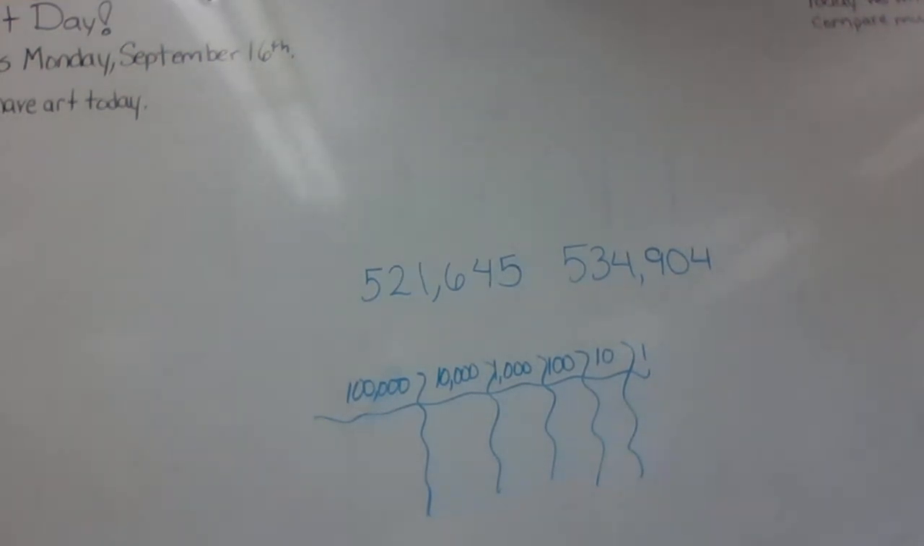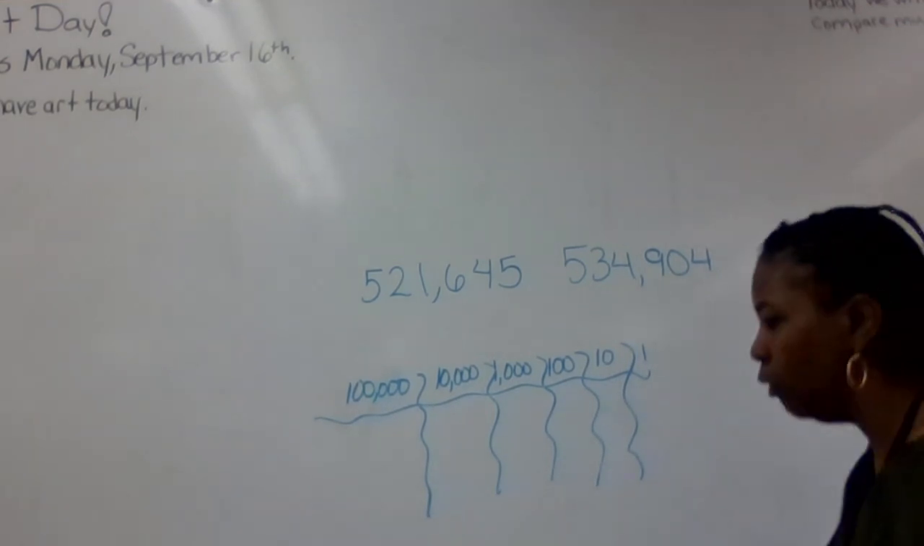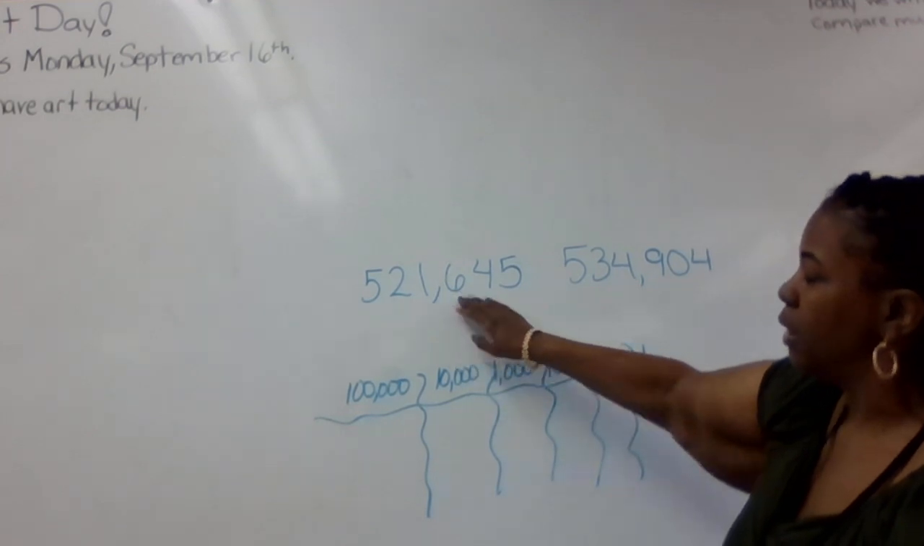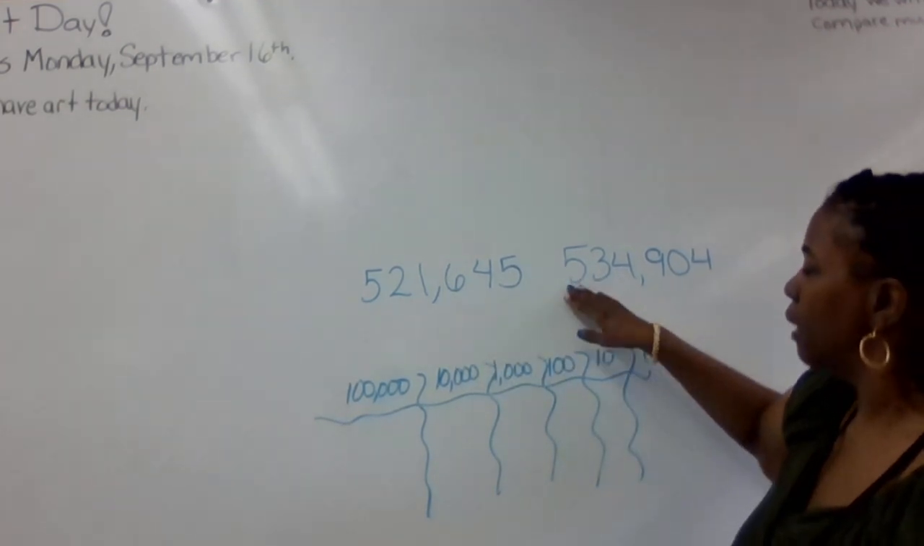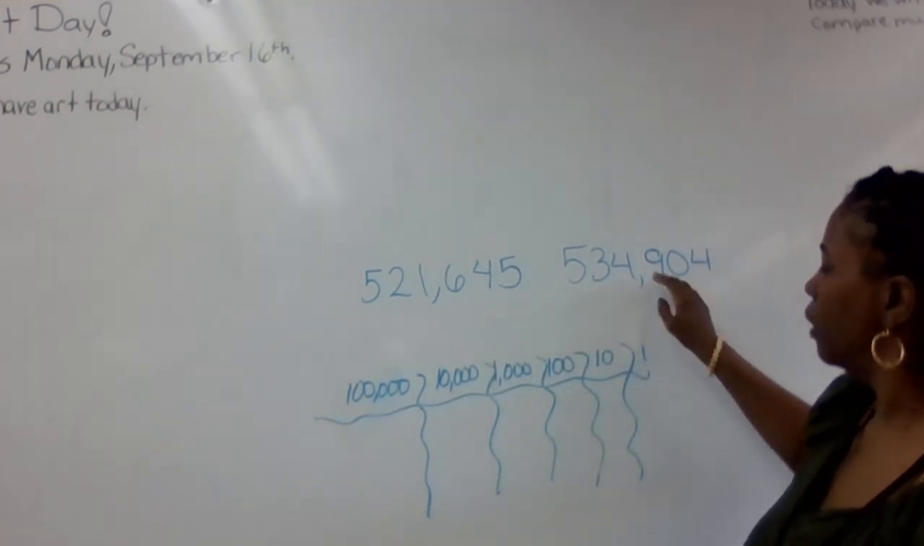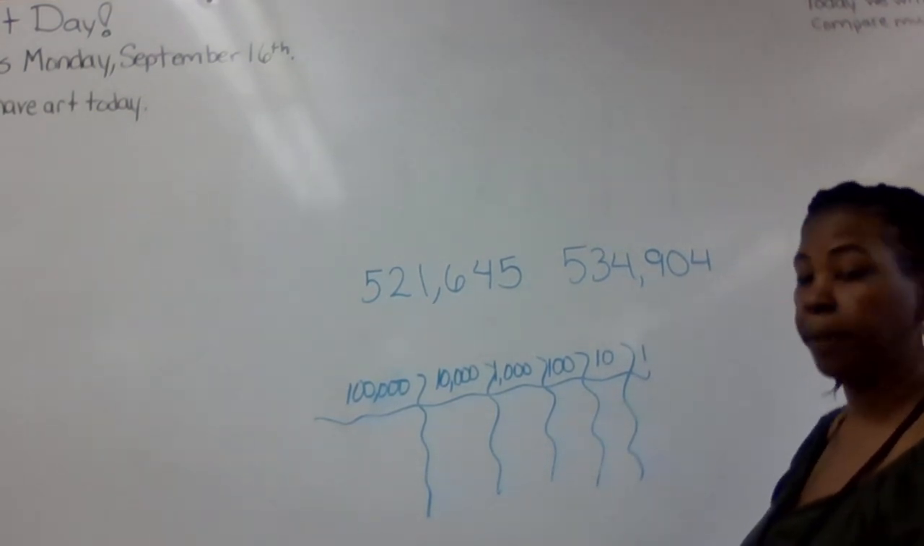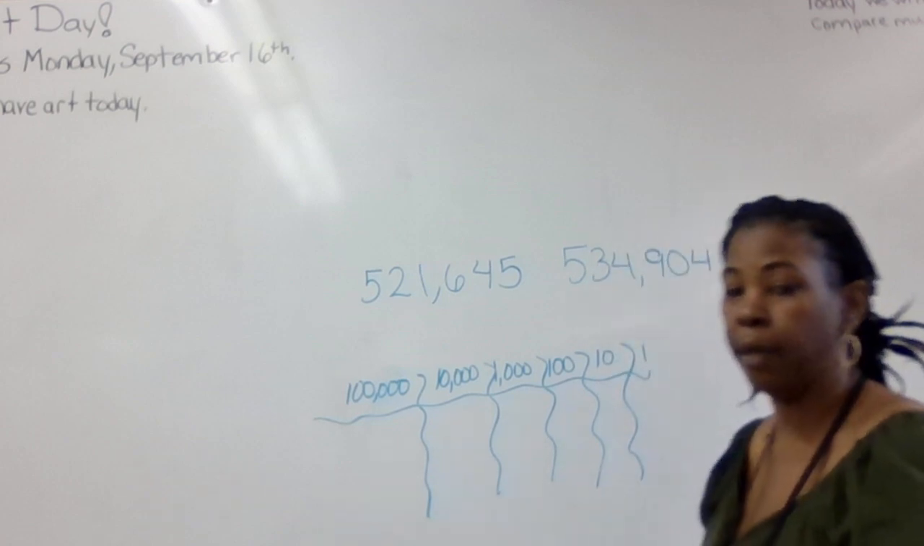Great day. We're working with using the place value chart so we compare multi-digit numbers up to 100,000. And here we have two numbers that we're going to be comparing. This is 521,645. This is 534,904. And the students are instructed to do a place value chart every time they compare numbers.